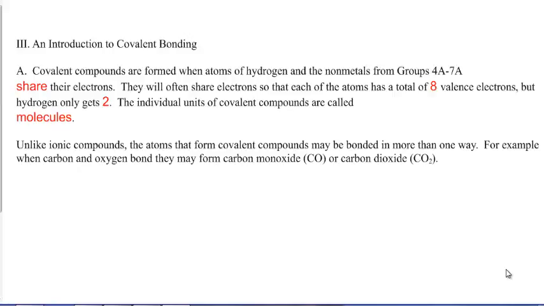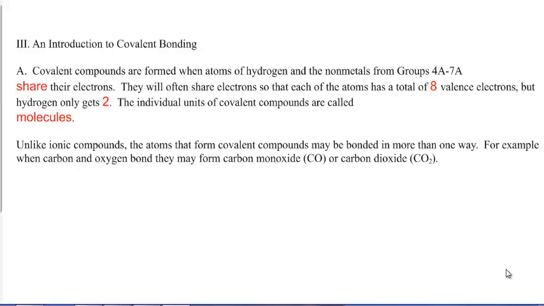Covalent compounds are formed when atoms of hydrogen and the nonmetals from groups 4A to 7A share their electrons. They will often share electrons so that each of the atoms has a total of 8 valence electrons. But hydrogen only gets 2. Remember that all atoms want to become like the noble gases to be stable. Almost all noble gases have 8 valence electrons, except for helium, which of course only has 2 electrons. So hydrogen only needs 2 to be like helium.